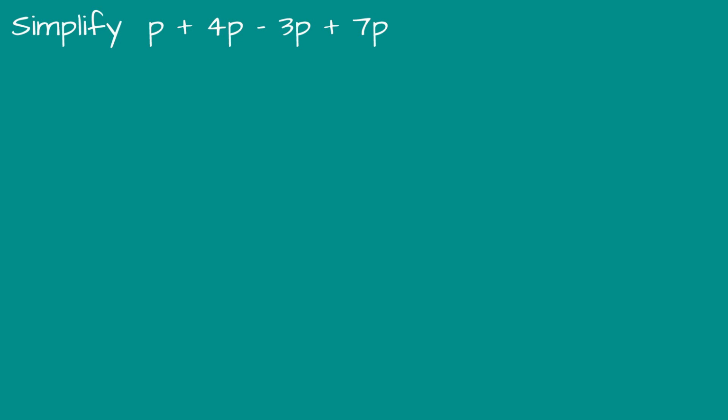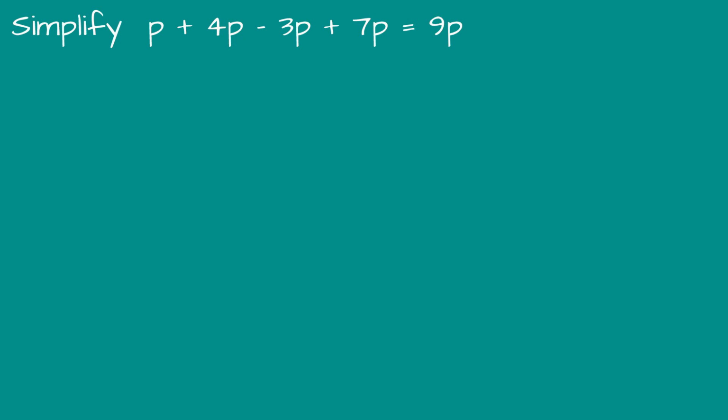Let's start with a simple example where the expression is made up of all the same terms. Here we just add up all the p's, not forgetting that there is a minus sign in front of the 3p, so we get 1 plus 4 which is 5, minus 3 which is 2, plus 7 which gives us 9p.